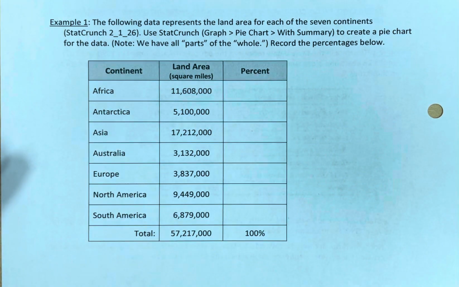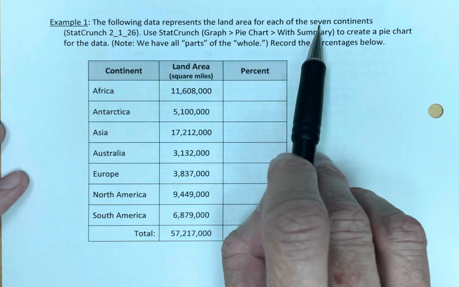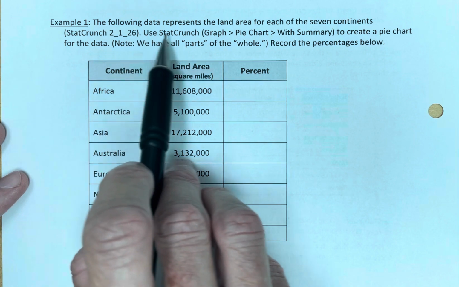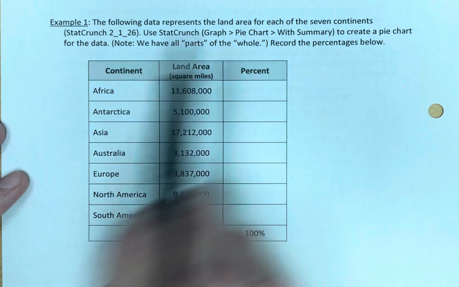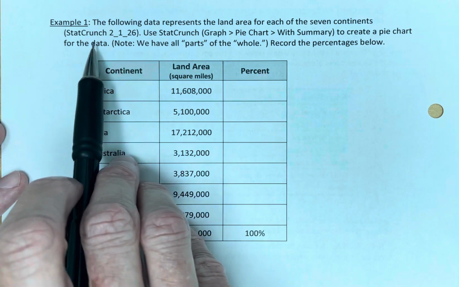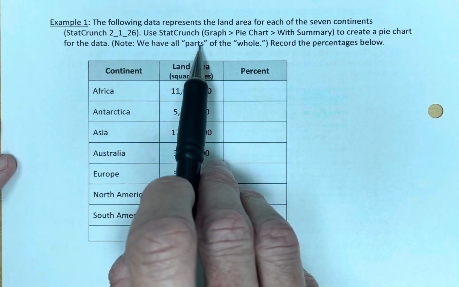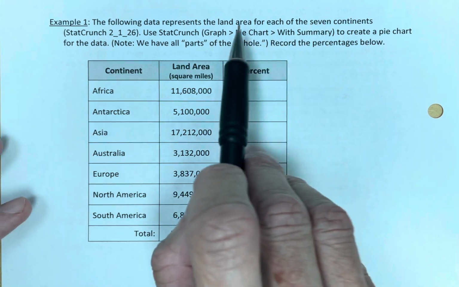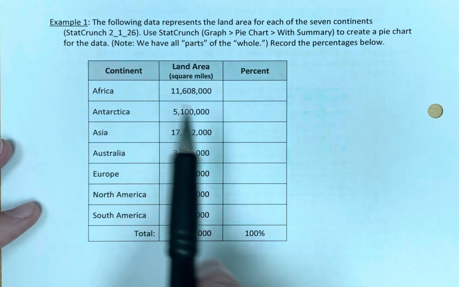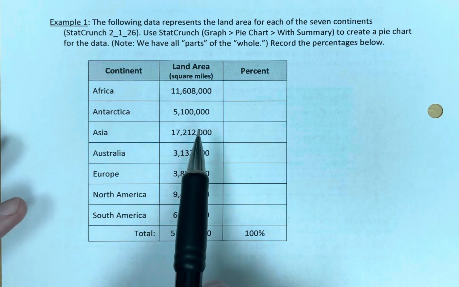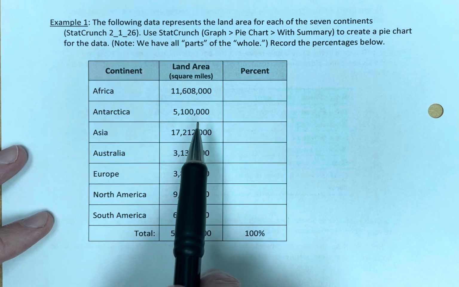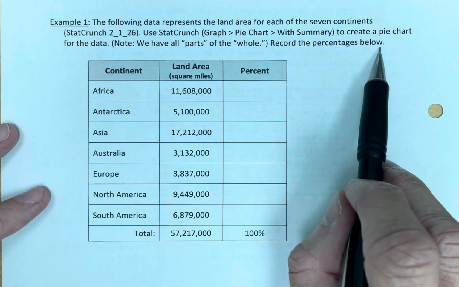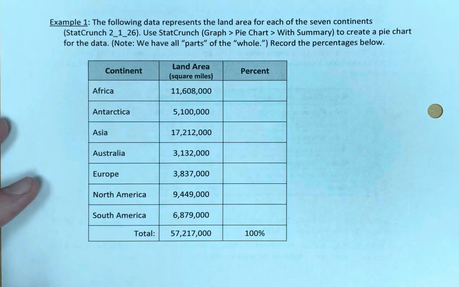The following data represents the land area for each of the 7 continents. It's in StatCrunch 2_1_26. We're going to use StatCrunch, graph, pie chart with summary, to create a pie chart for the data. Notice that we have all the parts of the whole. Okay, we have all 7 continents. There are only 7. And so we're going to be able to make a pie chart because we're going to look at all 7 continents and what percentage of area they make up of the entire area on the planet. We're going to record our percentages below, and pie charts tend to be about percentages.